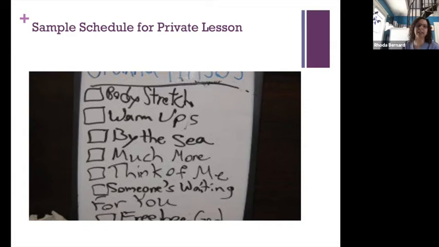In this private lesson example that we see here, the teacher wrote the different songs. This is a voice student who's doing some Andrew Lloyd Webber and a little bit of Sondheim and a few other things here. And each item on the agenda has a box, and the student actually checks off the box after they've done each item on the agenda.